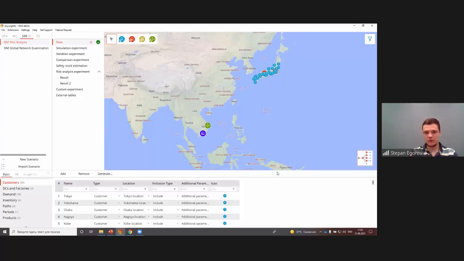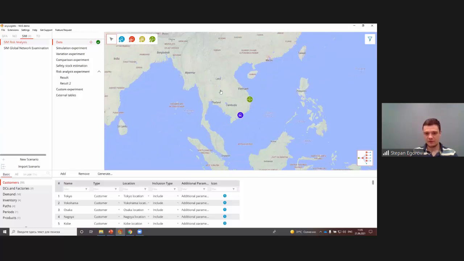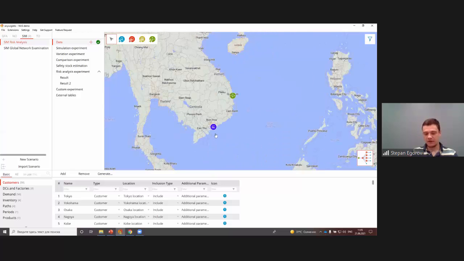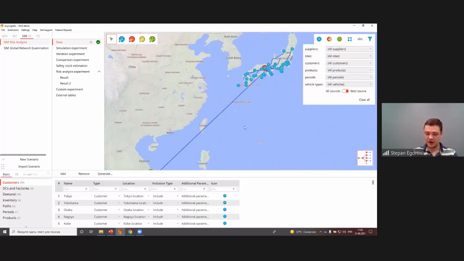So this is quite obvious that we have random events and they influence how our supply chain behaves. So in this example, we'll see how it works. For example, we have a factory in Vietnam and we have a port which serves as a cross dock, and they supply a certain number of DCs and customers in Japan.